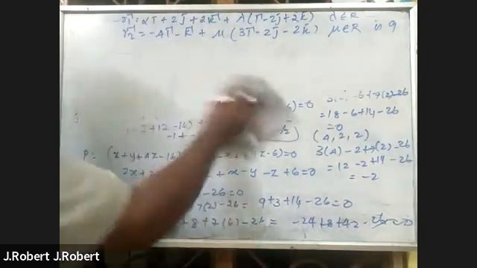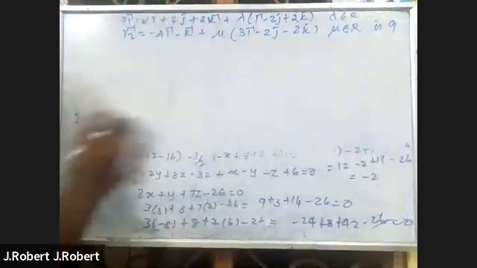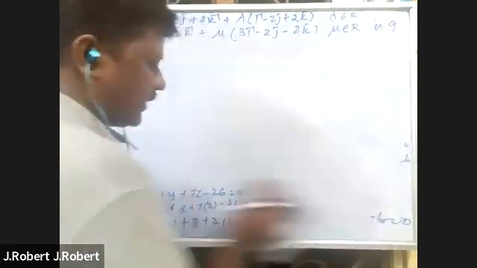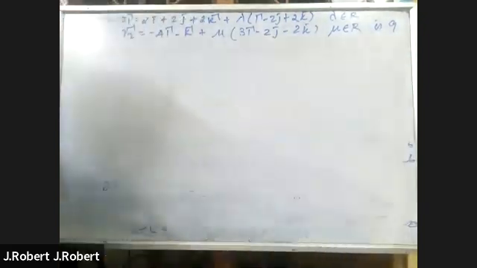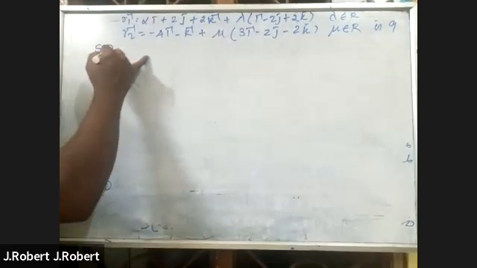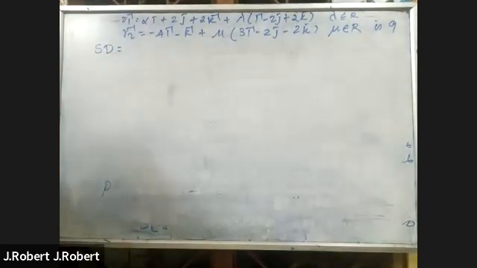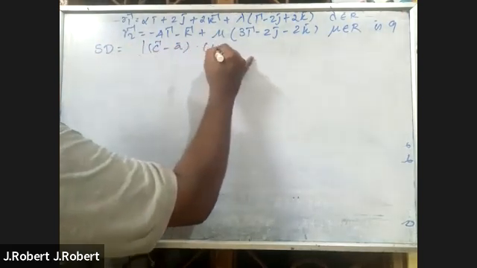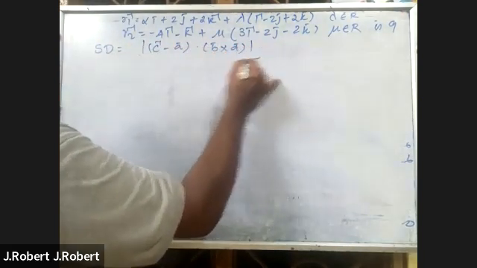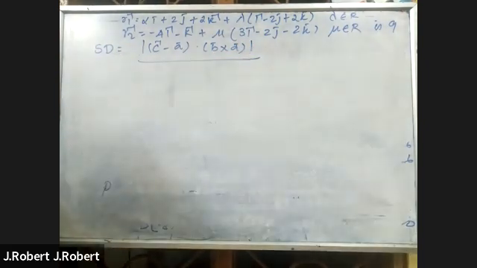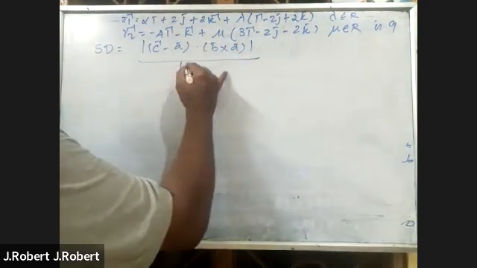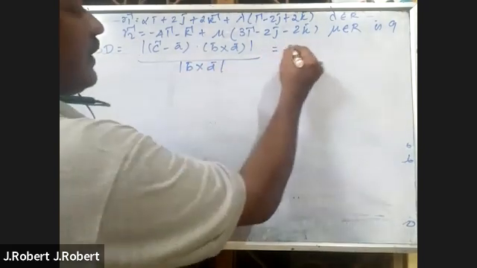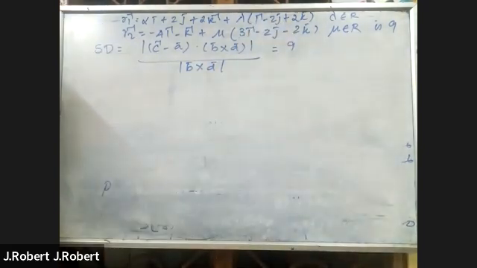Listen here. The shortest distance is given between the two lines. What is the shortest distance formula? Your shortest distance is equal to modulus of c vector minus a vector dot b vector cross d vector, divided by modulus of b vector cross d vector. That value is given, equal to 9. So note down what the a vector, b vector, c vector and d vector are.